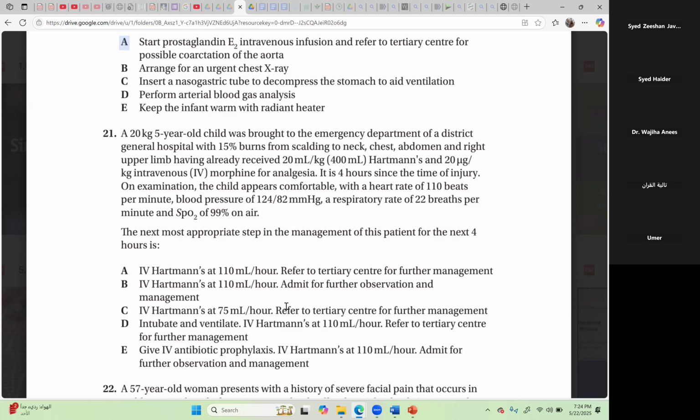But if it is that one, in the scenario they will be telling something about a closed cavity or closed area burn, or something else. So in this scenario, most probably it's not that. And I think if it is all around the chest, it can restrict the chest movement. Okay. So let's see how they have calculated 110 ml per hour.